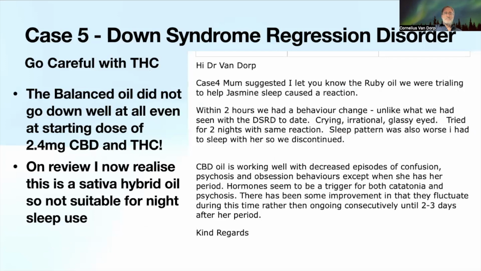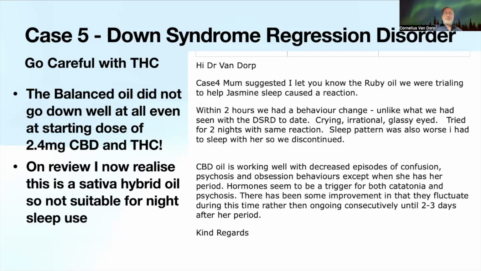But after the first dose, we got a letter from the mum saying within 2 hours we had a behavior change unlike what we'd seen with her to date. Crying, irrational, glassy-eyed, tried for 2 nights with the same reaction. Sleep pattern was also worse. I had to sleep with her, so we discontinued.